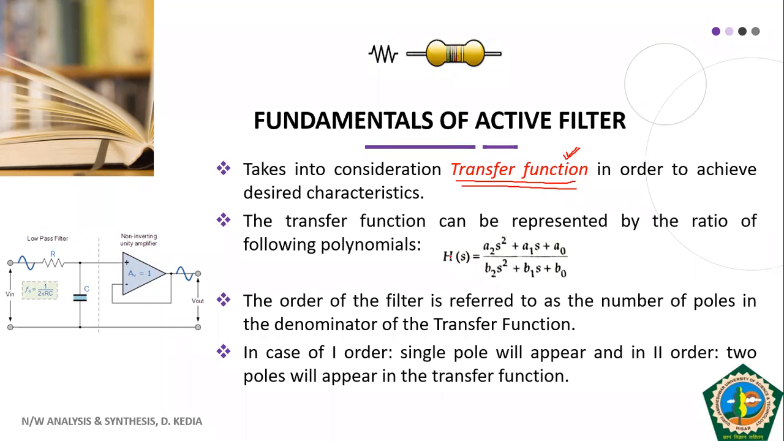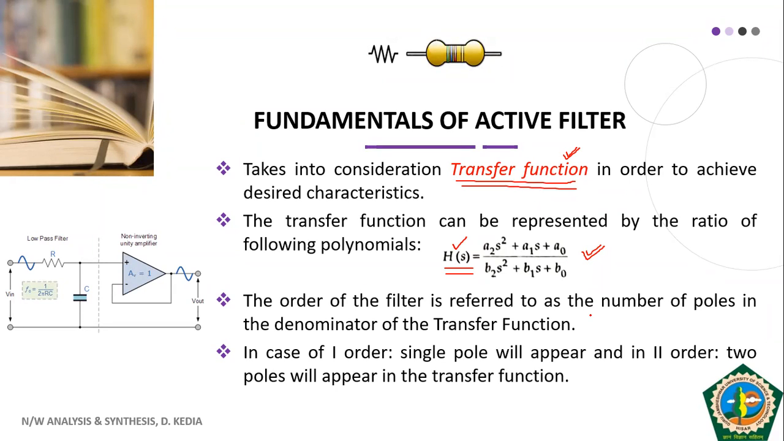Okay. So I hope you remember this transfer function is a function of frequency. Here it is a function of S, which is nothing but S equal to j omega. And we are expressing our transfer function H(s) as the ratio of two polynomials in S. So in numerator we have a2 s square plus a1 s plus a naught, and in the denominator we have b2 s square plus b1 s plus b naught. So we have taken here quadratic polynomials in the numerator as well as the denominator.